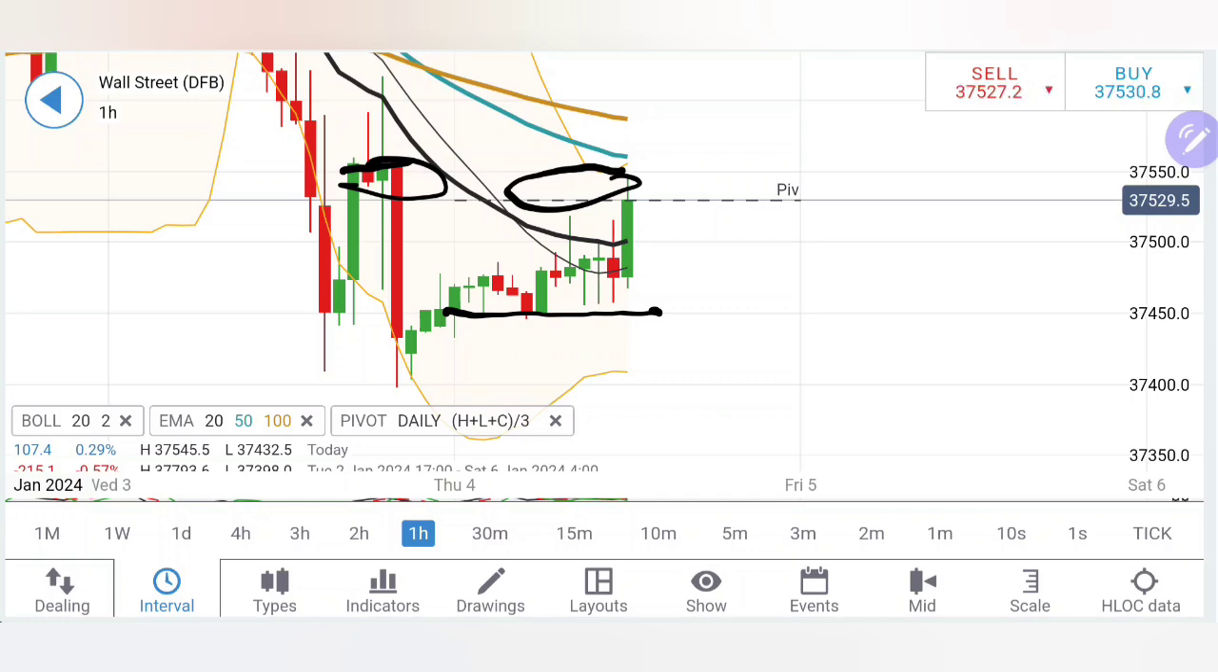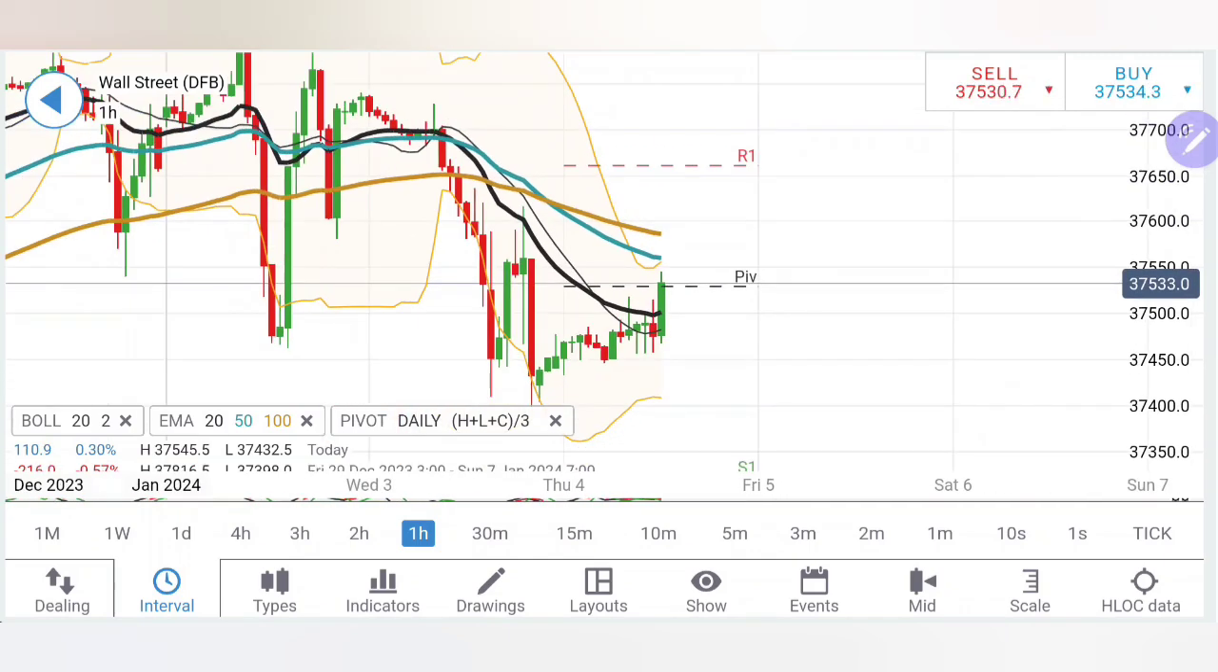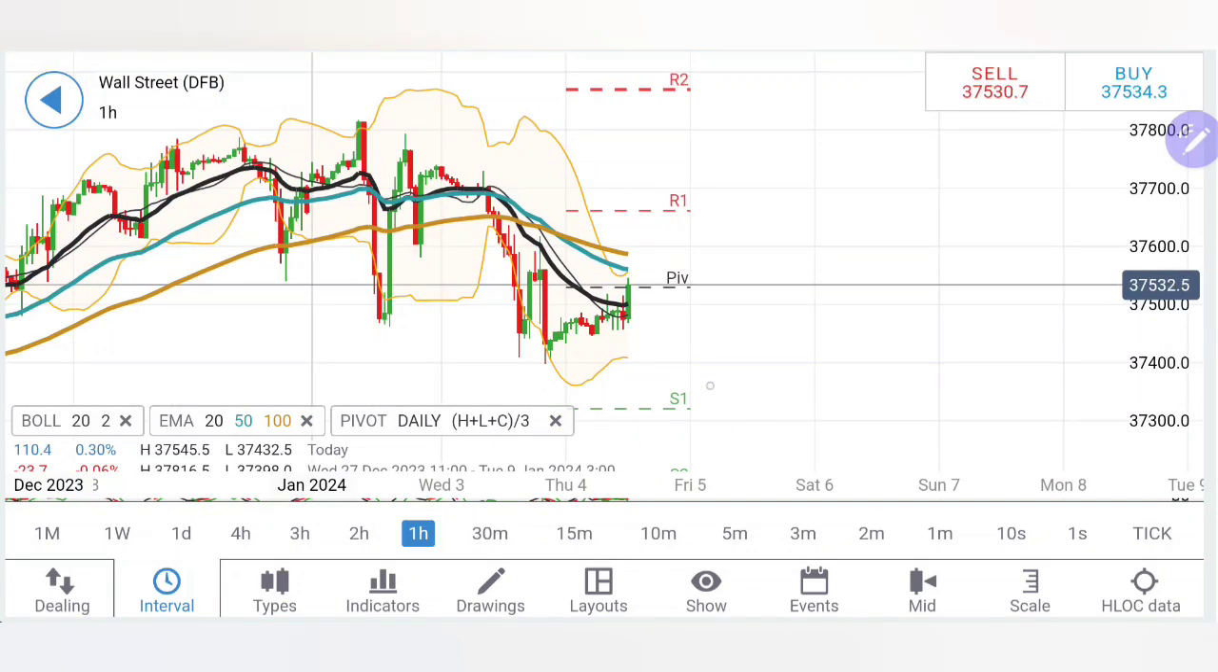37,530, 560 zone. Only above 37,560 we can expect it to move towards 37,600, and as long as US30 stays beyond 37,620, we should not be trading US30 for a reversal. Only above 37,630 we can expect 680 and then 700 levels.